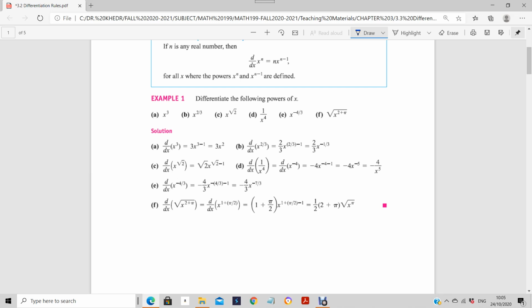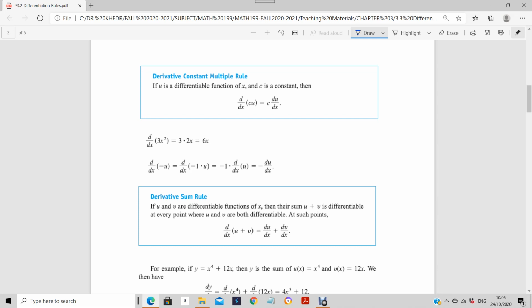The next function in part C is x to the power of square root of 2. Again, we have to apply the same rule, which is the answer will be square root of 2 multiplied by x to the power of square root 2 minus 1. And this is for all the rest of the functions here. In parts D, E, and F, we'll apply the same rule, which we call the power rule.